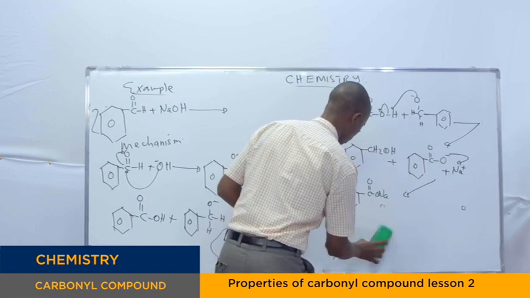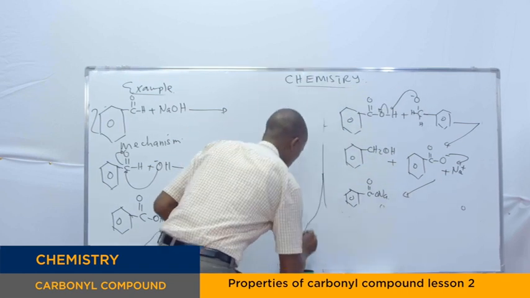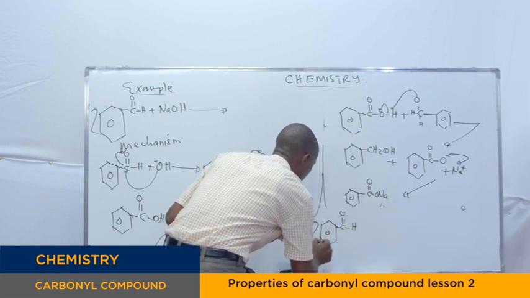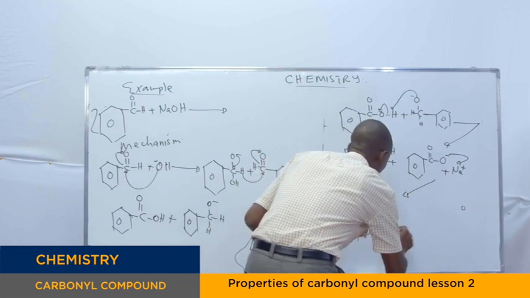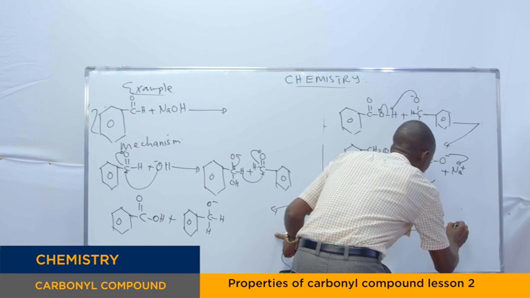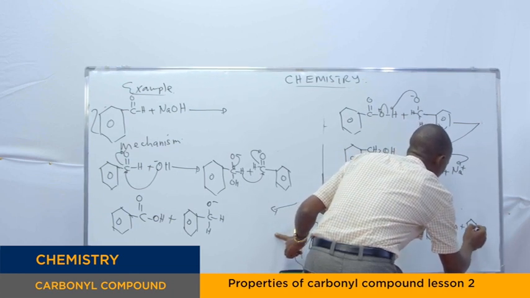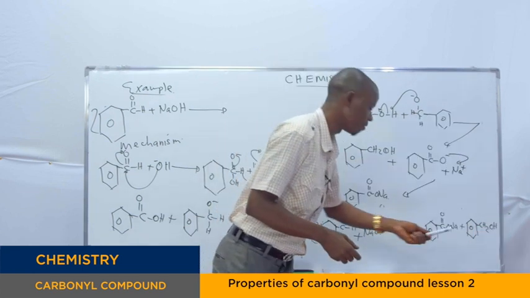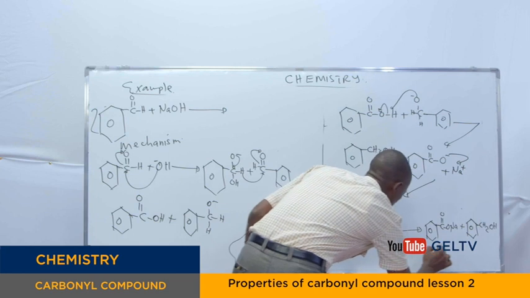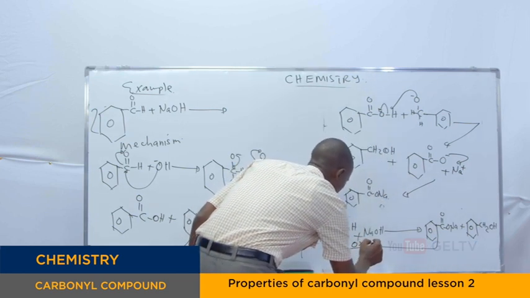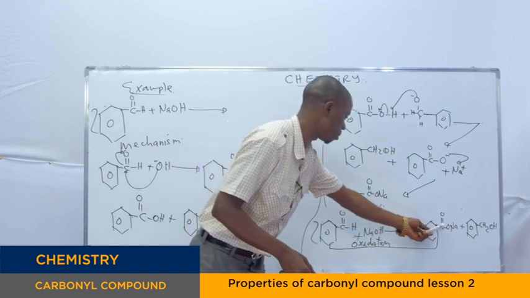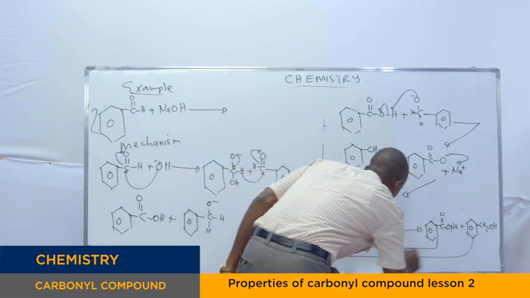Sorry, let us write it properly here. We have carboxylate salt and we have the alcohol. So what you can see, my dear student, is that this one can be oxidized into carboxylate salt. So benzaldehyde can be oxidized to carboxylate salt and also can be reduced into alcohol. This is reduction.